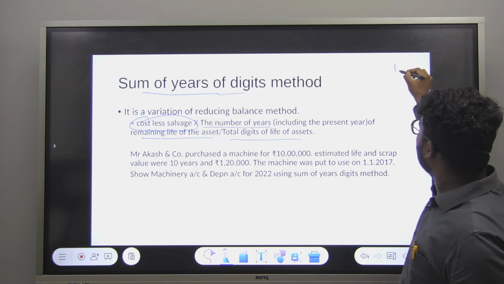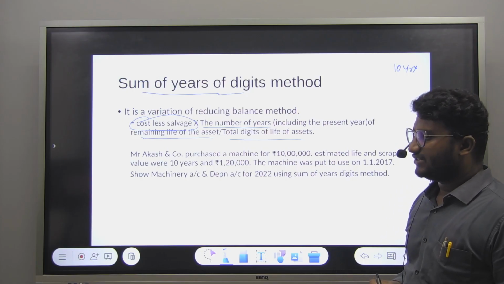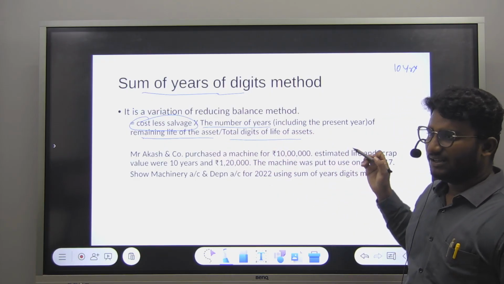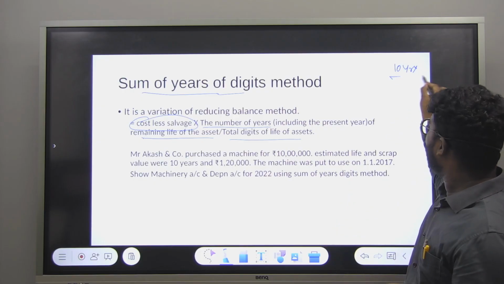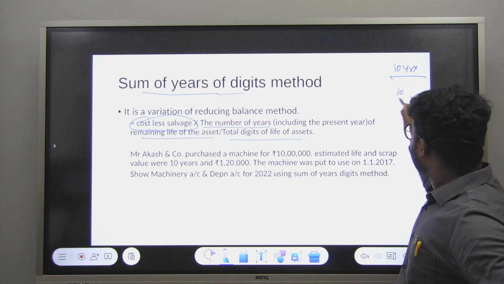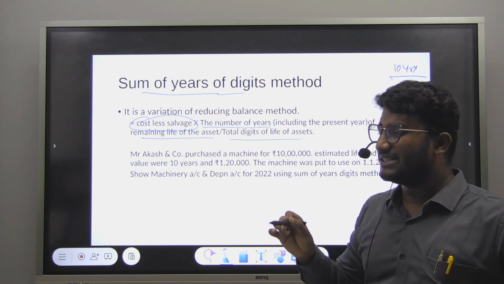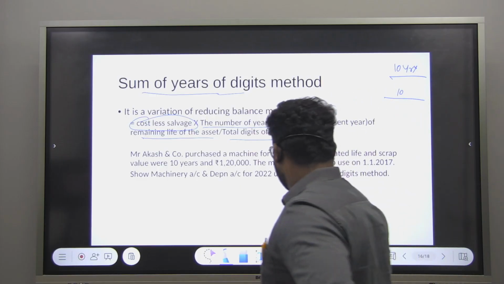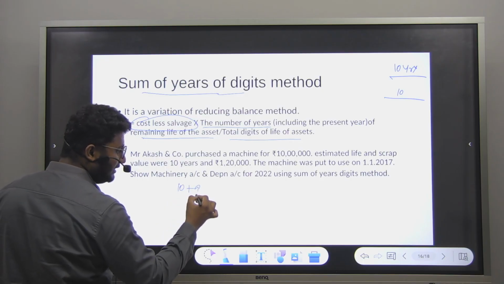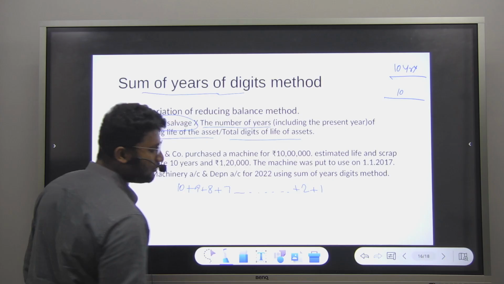Say for example, life of the asset is 10 years. How much do you need to take? The number of years of remaining life of the asset. So if we are charging depreciation today, you need to take 10 years only. On the first year you need to take 10 divided by total digits of life of the asset. What is total digits of life of the asset? Total life is 10. So 10 and 9th year and 8th year, 7, till second year plus first year.